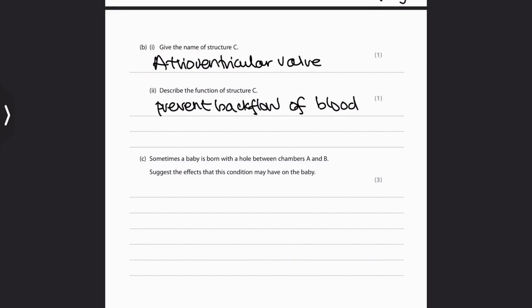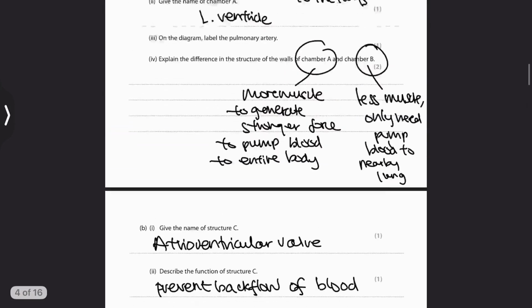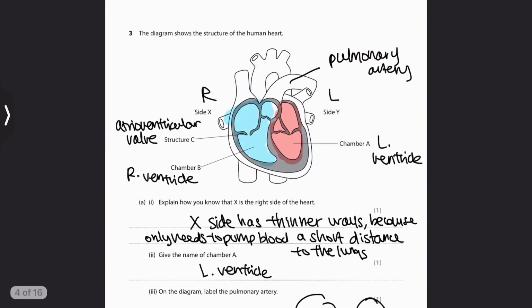Finally, it says sometimes a baby is born with a hole between chambers A and B, suggest the effects that this condition may have on the baby. So there's going to be a hole between chamber A, which is here, and chamber B. So basically a hole here. That hole is sometimes called a ventricular septal defect. You don't need to know that, but if you ever heard of it, a VSD, that's what it is. It's a hole between the two ventricles. So have a think. If that happens, what would happen? What would be the effect of this?